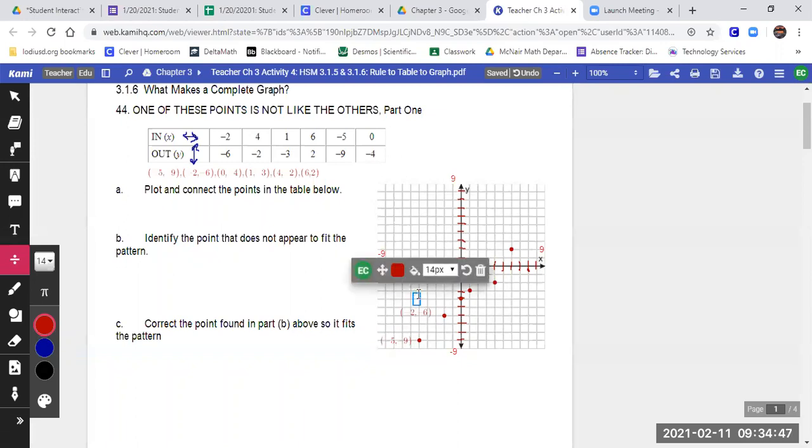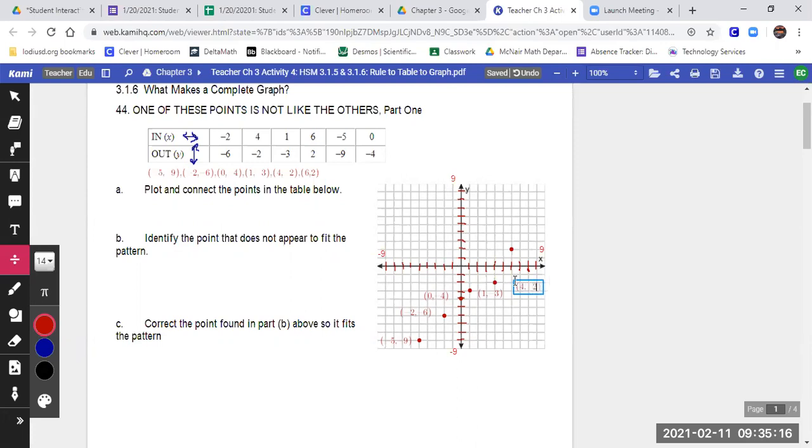This one was 0, -4. This one was 1, -3. This one is 4, -2. Oops, forgot the parentheses. We need that.